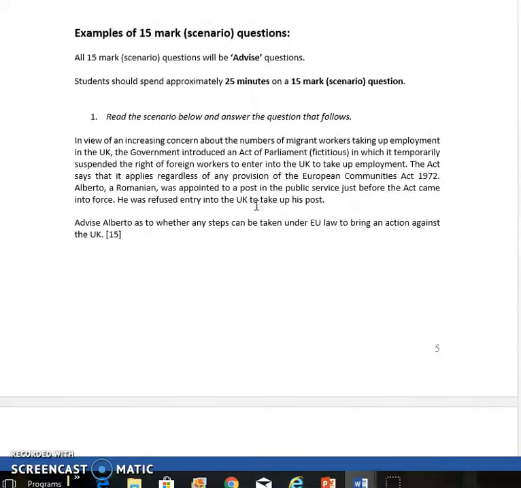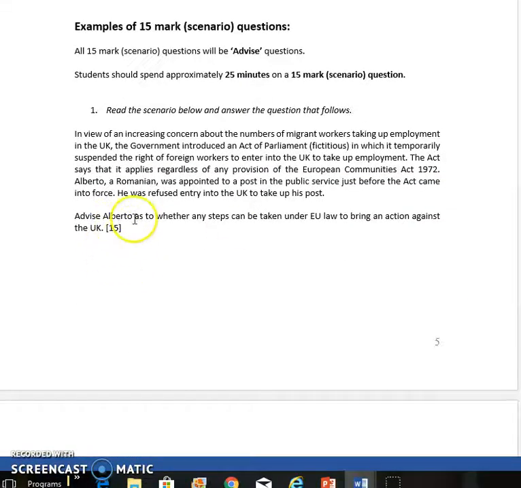For a scenario type question, again, you would expect a character. Here we've got Alberto. So you're being asked to advise Alberto what steps can be taken under EU law to bring an action against the UK. So you would read this fictitious little scenario here and have a look at how he can challenge this EU law that he's not happy about. So you would need to apply your knowledge of directives and other EU laws applicability here.